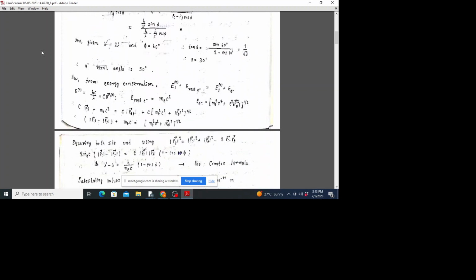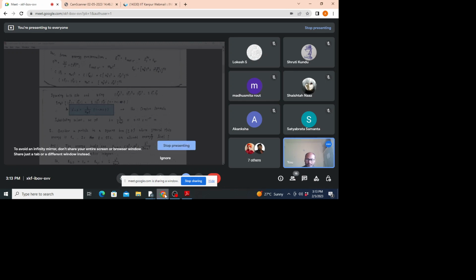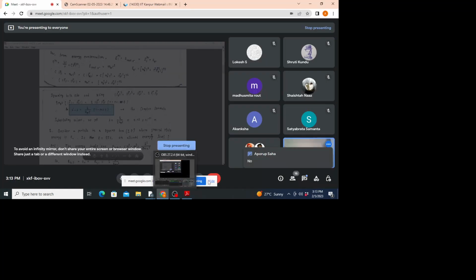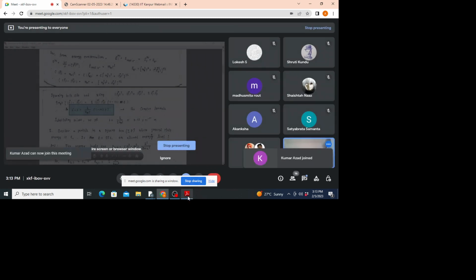Here I have presented a derivation, but I think that in the lecture, I think that you are all familiar with this formula, right? So please someone respond. Well, if you are not familiar, then I will go through the derivation.